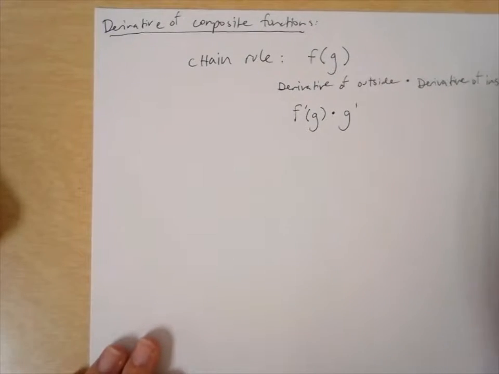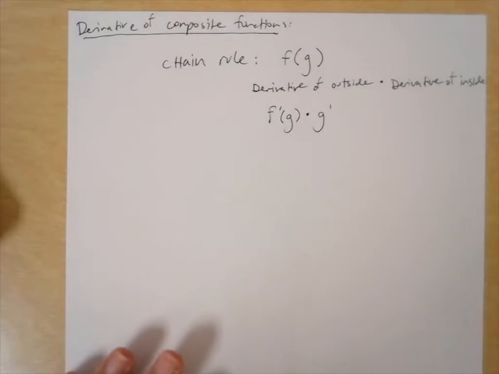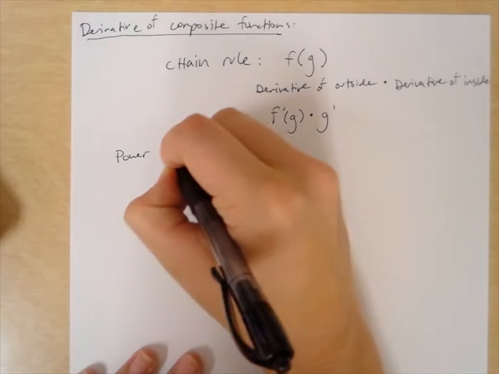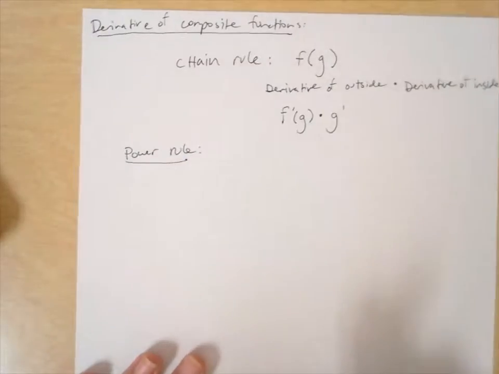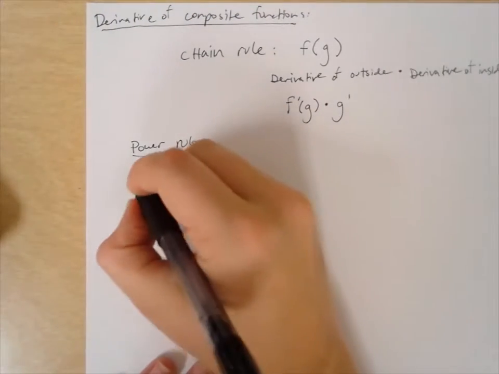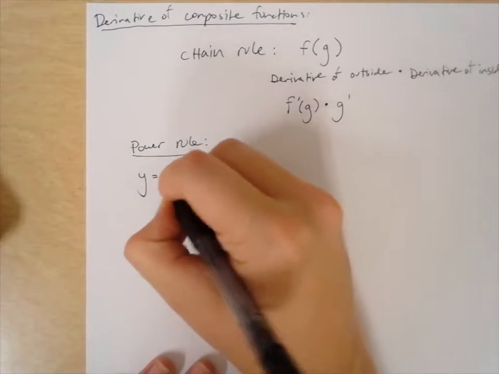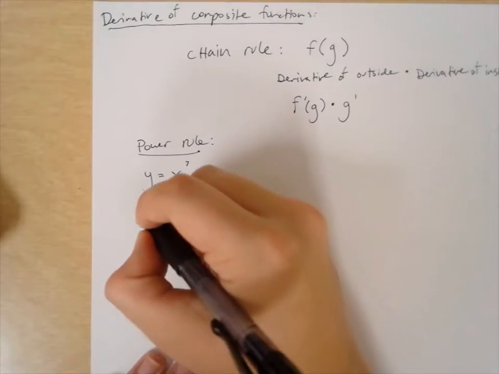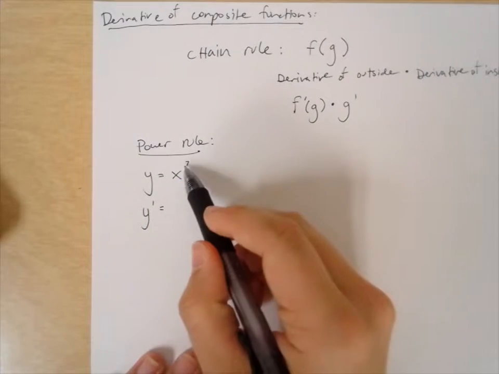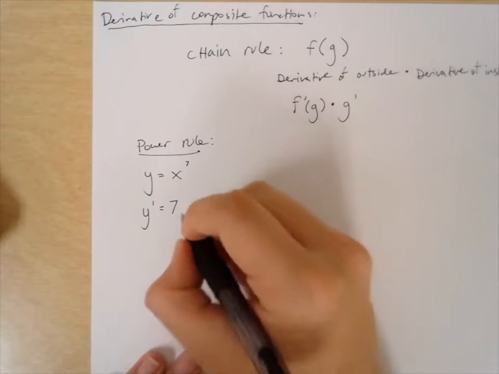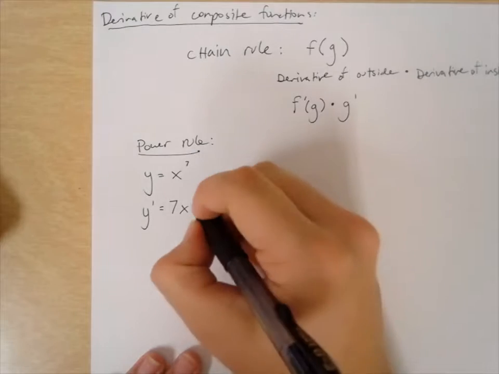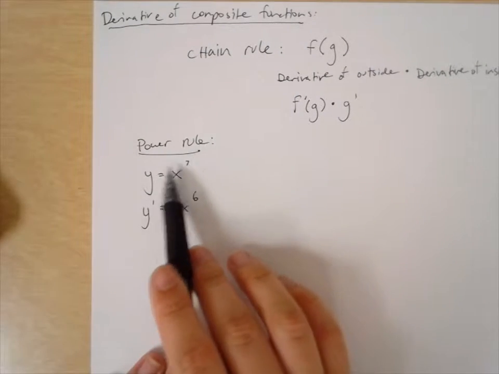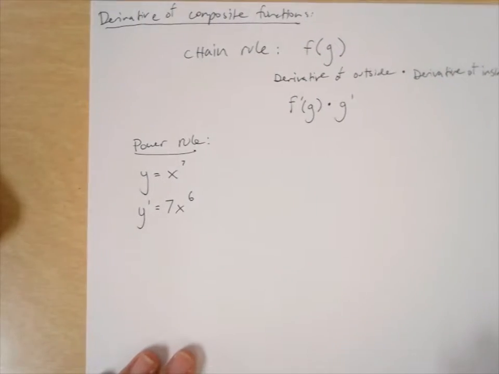So let's, for example, look at something we already know how to do. We know we would use the power rule when we have something like y equals x to the 7th power. We could use the power rule here to differentiate. To find y prime, we would put the power in front, 7, and we would decrease that power by 1, so 6. And that would be our derivative. We understand to use the power rule when we have a variable to a power.